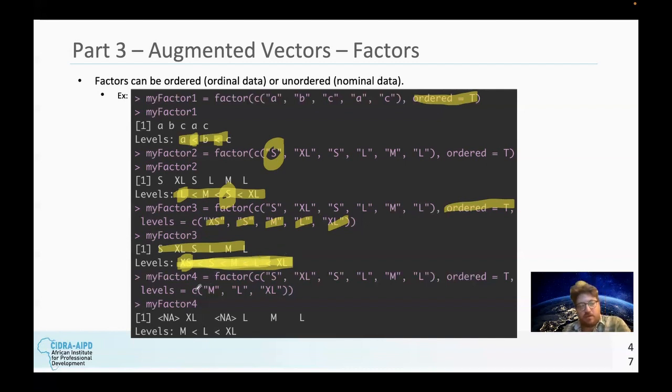The inverse is not true. So here I'm specifying this factor, this ordered factor, and I'm telling it that these are the possible levels that it can take. So notice that there are some values in the vector that are not possible levels that it can take. So S is not a possible level. So all of those values were changed to NA because this factor can only take these levels.